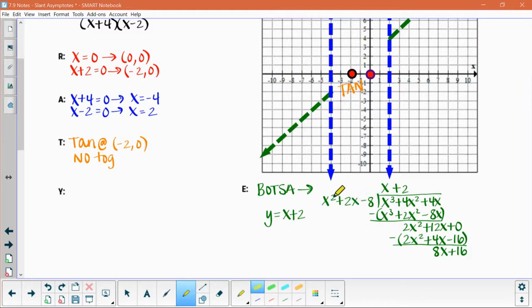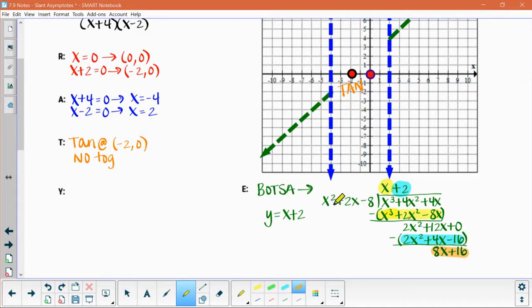Then I ask myself, what do I have to multiply x squared by to make x cubed? That answer is x. So I take this x and distribute it to every term, and that gives me x cubed plus 2x squared minus 8x. I subtract that, and I end up with 2x squared plus 12x plus 0. Then I ask myself, what do I multiply x squared by to make 2x squared? I multiply it by plus 2. I distribute it to every single term, and I get 2x squared plus 4x minus 16. Then I do my subtraction, and I'm left with 8x plus 16.